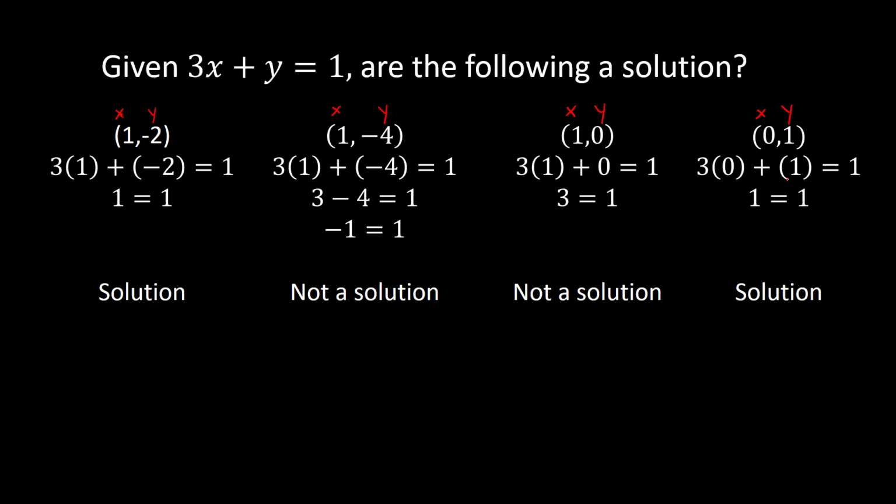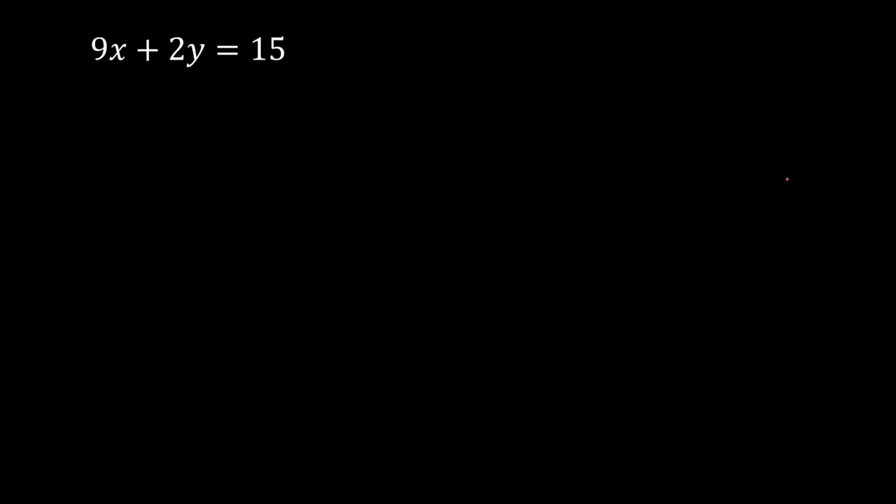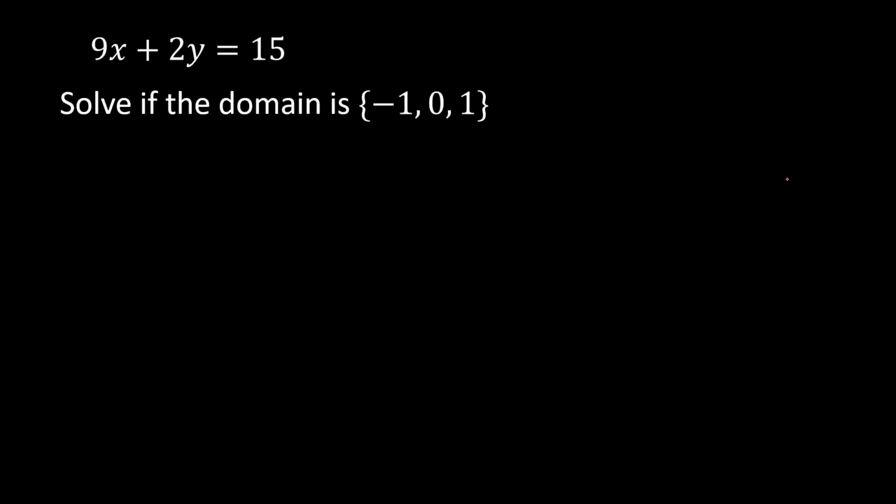Now for the next part of the lesson, you will be given only one number to plug in, and you are to find the other number. So for example, here you have an equation, and let's say you're given the domain. By the way, this is a term to know. The word domain means your values for x. So your values for x are given to you as -1, 0, and 1.